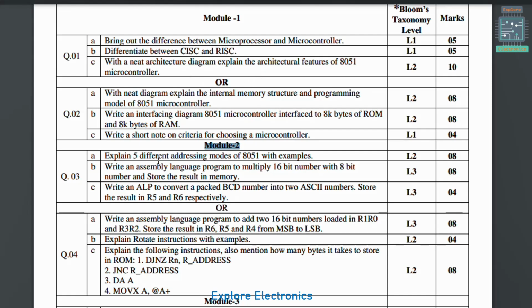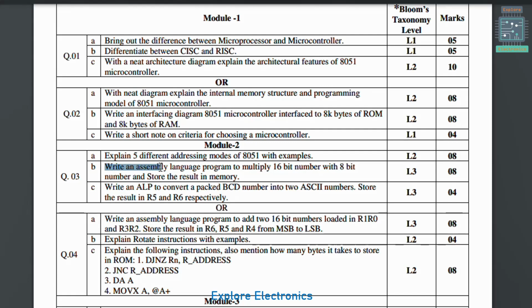Coming to module 2, addressing modes are important here. So they have asked 5 different addressing modes in 8051 with examples. While studying, you need to write the examples also so that it will be easy to write in exam. So the different addressing modes question will be there for sure in exam. With examples, you need to explain them.